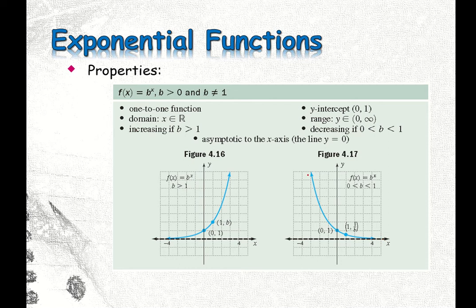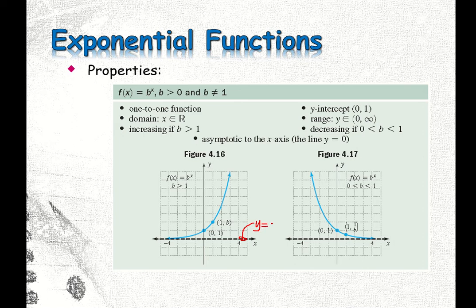All right, so it depends on the value of b. In this case we have a decreasing function if b is less than 1 and b greater than 0. And also asymptotic to the x-axis. What is the x-axis? This is equal to y equal to 0. So the x-axis is the same as y equal to 0.